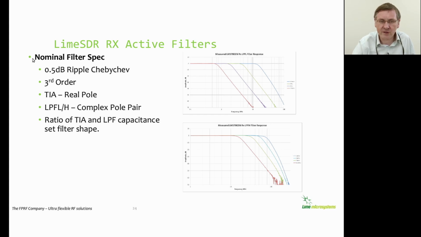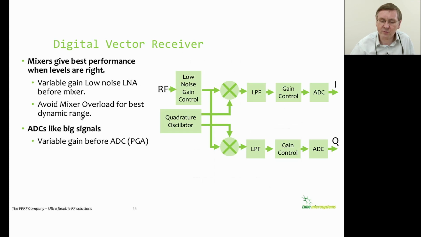The receiver, like the transmitter, uses 0.5 dB ripple Chebyshev filters. This time they're third order, with the real pole in the TIA stage and the complex pole in the LPF stage. And the ratio of these two defines the level of filter ripple.